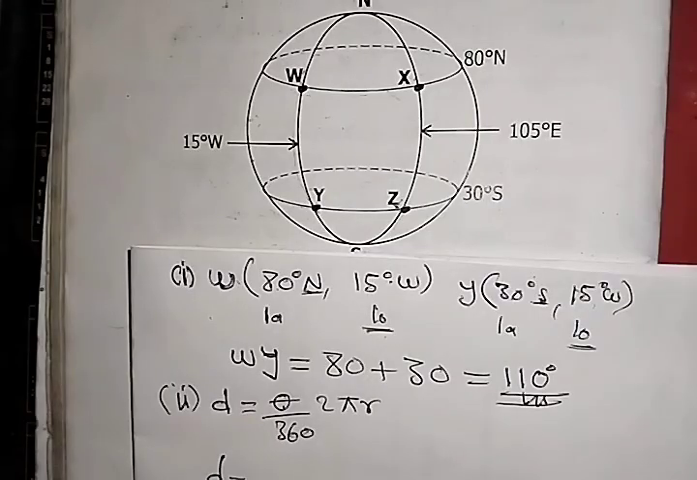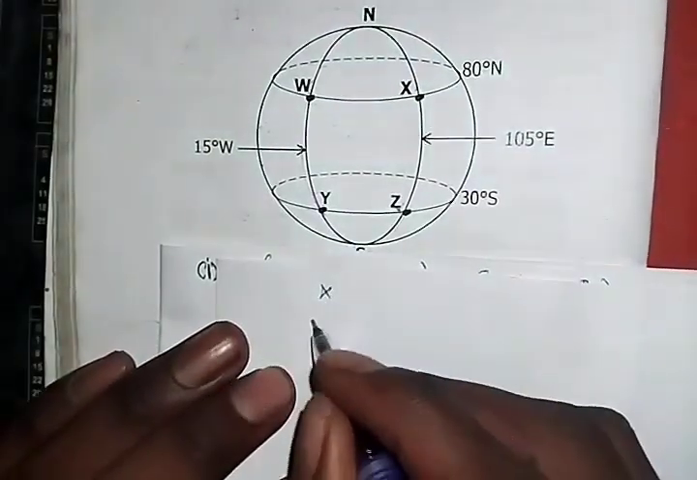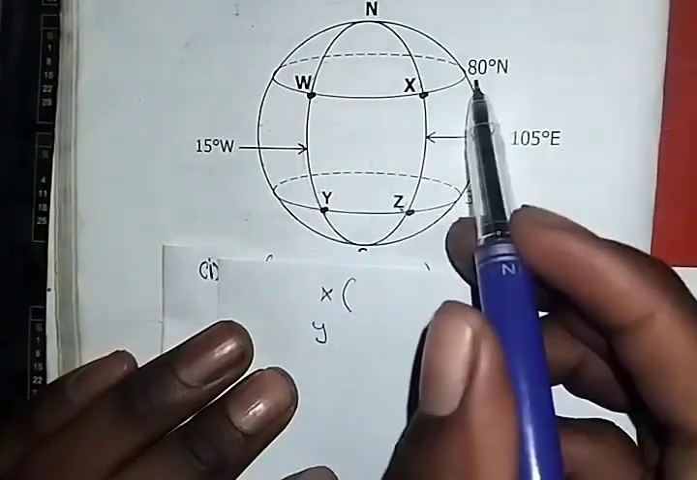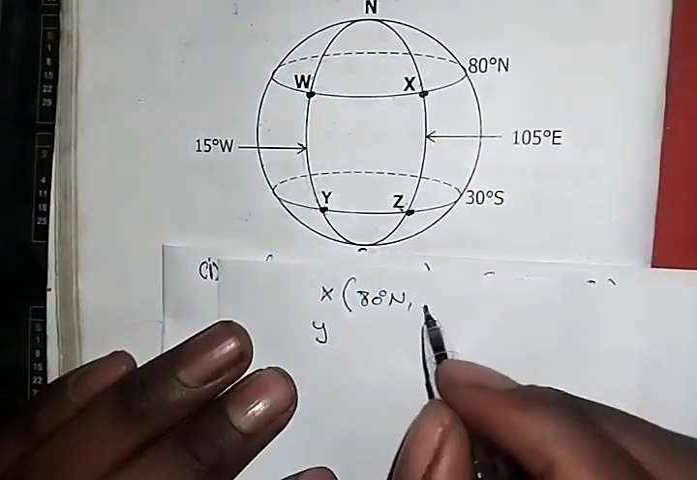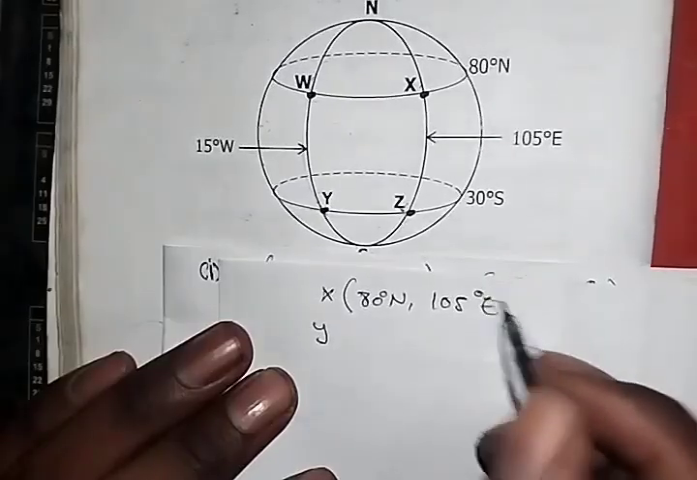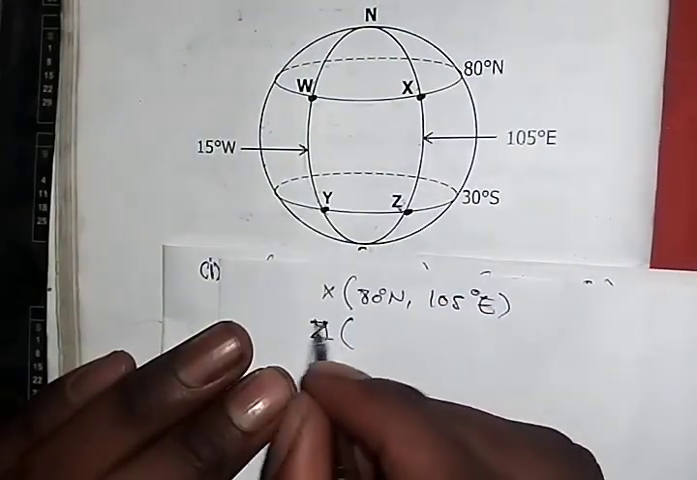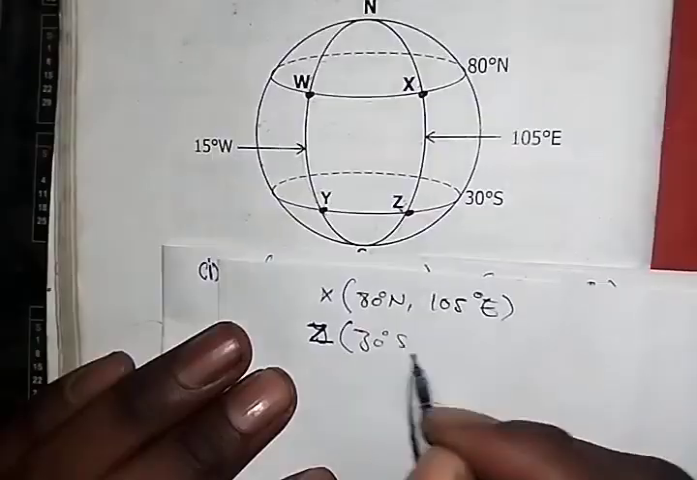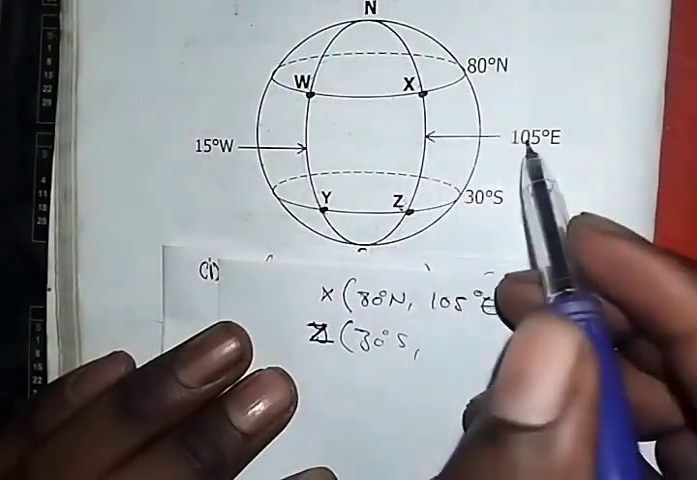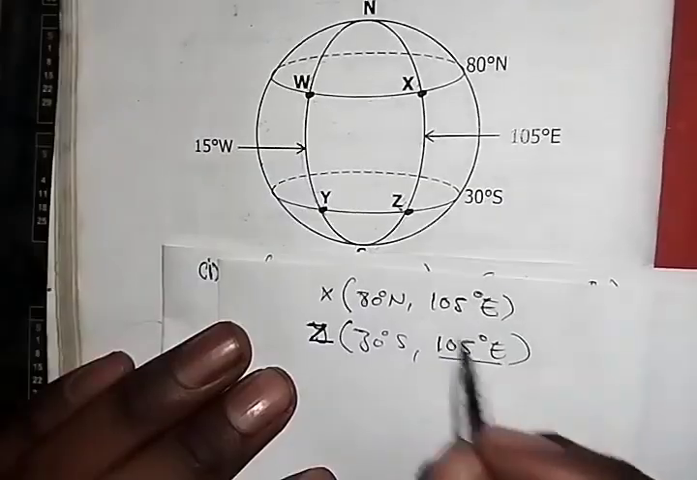What I'm saying here is that when we write the coordinates of X and Z, X is 80 degree north, comma, 105 degree east. Then Z, not Y, Z is on latitude 30 degree south and longitude 105 degree east. So you can see that the longitude is the same.